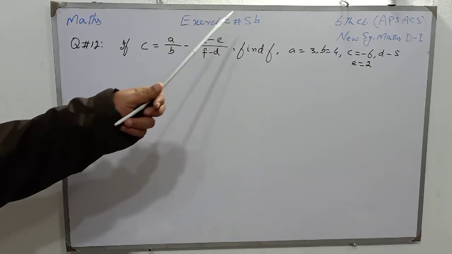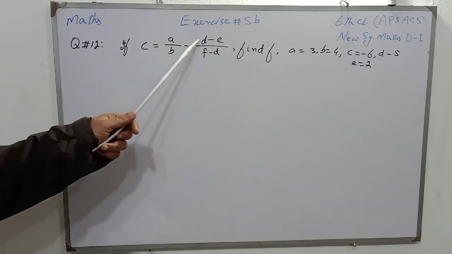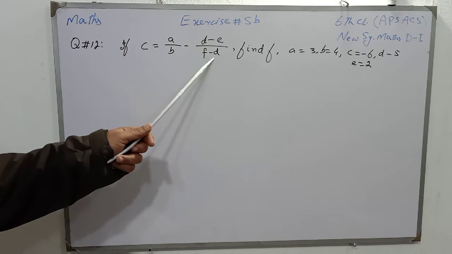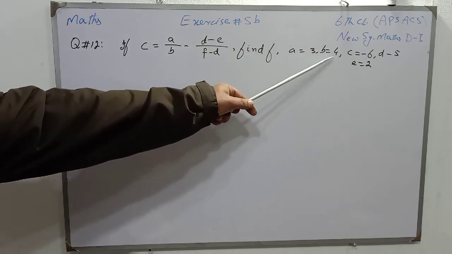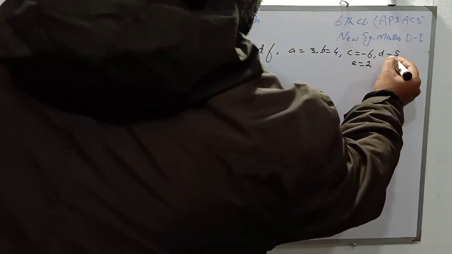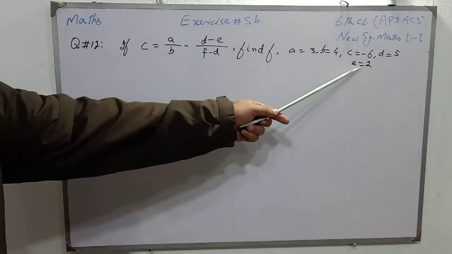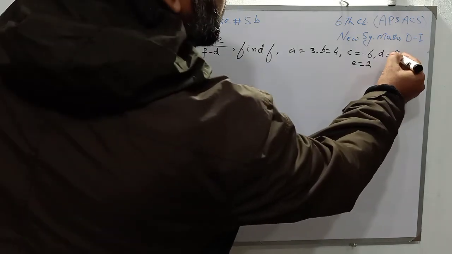Students, question number 12 of the same exercise is: if C is equal to A over B minus D minus C over F minus D, then find F when A is 3, B is 4, C is minus 6, D is equal to 5 and E is equal to 2. Let me confirm the value of D, and the value of D is minus 5, students.